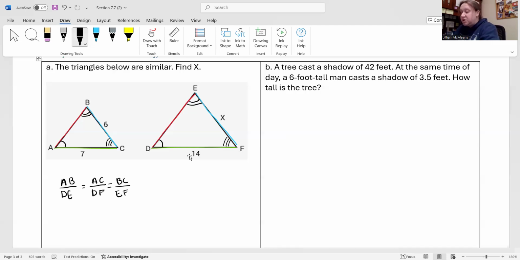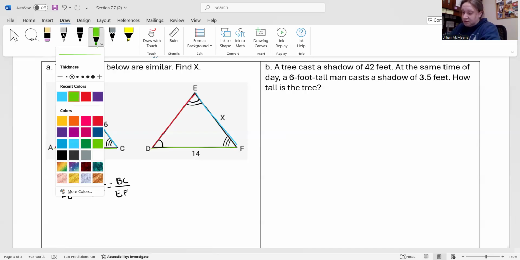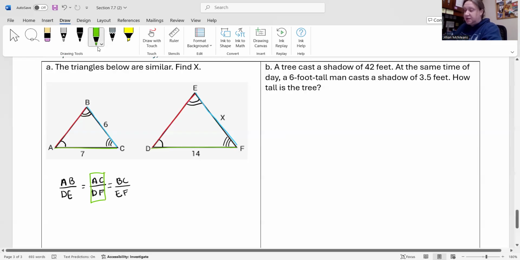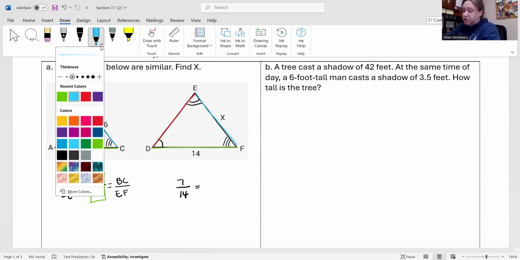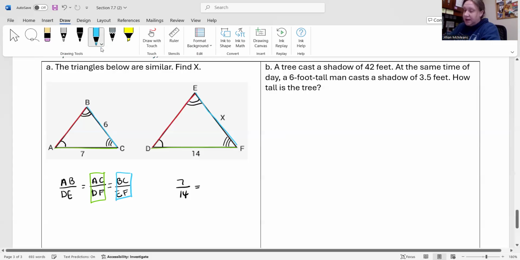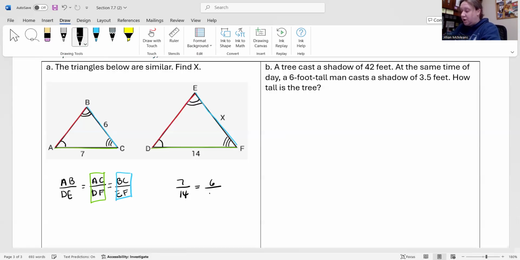So the information that we know without a shadow of a doubt is the stuff in green. Okay, we know this. Okay, we know this part. We know that AC corresponds to DF. So we know that 7 corresponds to 14. And what we need to find is EF. So we know that AC over DF corresponds to BC over EF. Well, we know BC. BC is 6. What we don't know is EF. So I'm just going to call it EF for now.